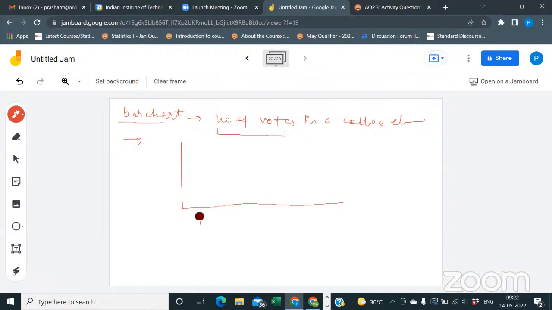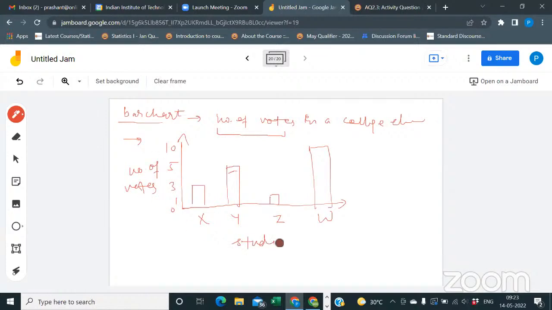Bar chart, because suppose there are 4 students. X gets 3 votes, Y gets 5, Z gets only 1 vote, and W gets the maximum, 10. From this I'm interested in the number of votes. Here are the student names, for example. From this bar chart I can easily interpret which student got the highest vote and which student got the lowest vote, because I'm interested in the number of votes.